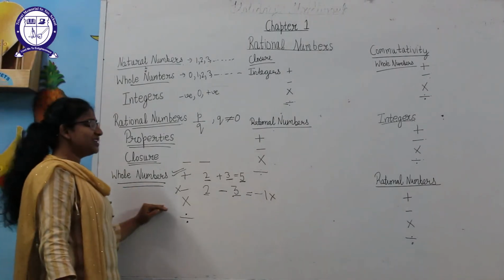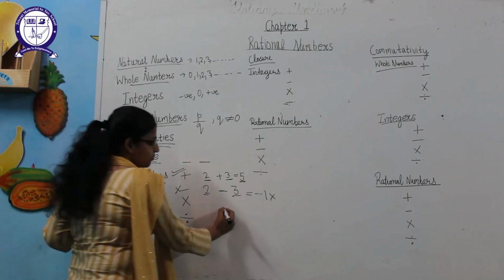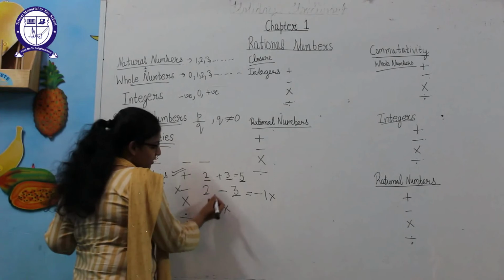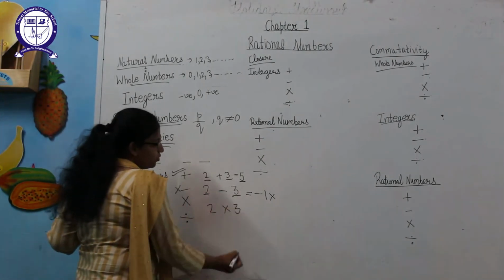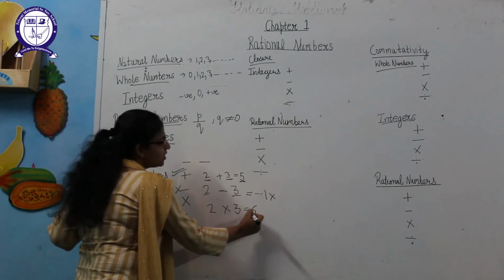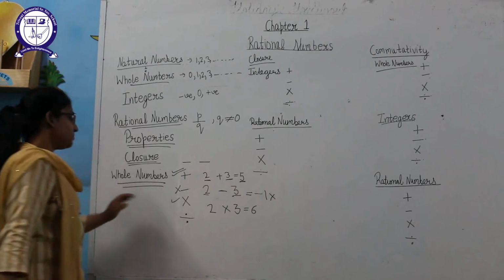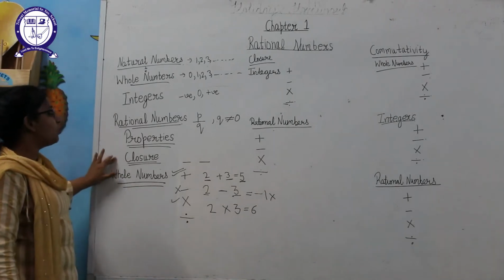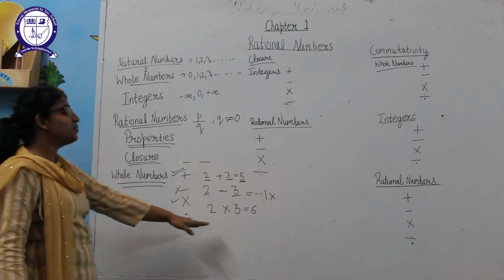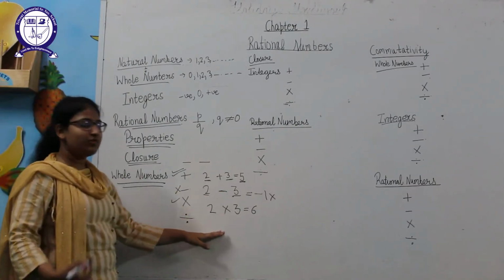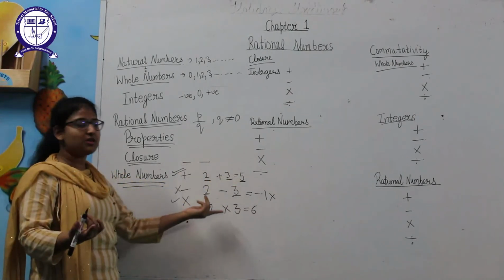Now we will talk about the next operation, which is multiplication. Here we will multiply any two whole numbers. Let us take these 2 and 3, then we will get 6, which is a whole number. So we can say that the whole numbers are closed under multiplication. We can take any other number also. If you want to take 0, we can take 0 also. If you put 2 plus 0, we will get 2. It means it is a whole number.